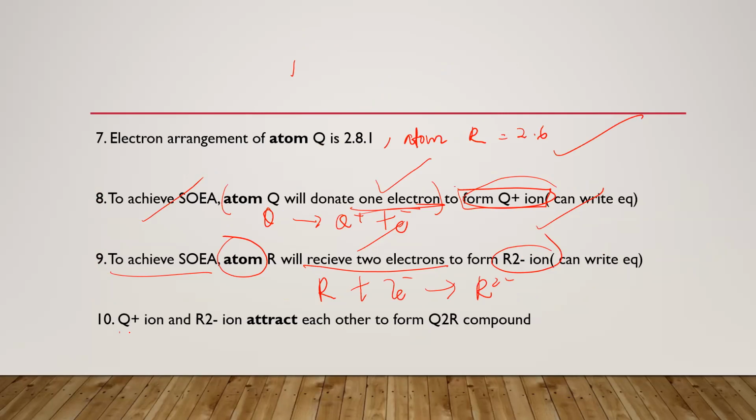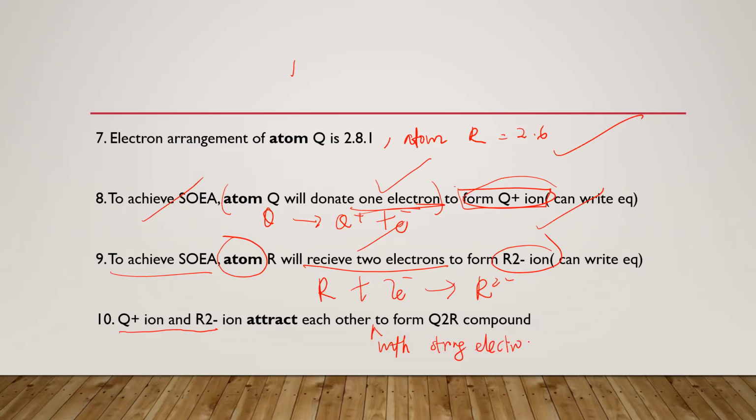My Q plus and R2 minus ion are attracted to one another. Please add on, teacher forgot to add on this. With what kind of forces, class? Electrostatic. Yeah, okay, so the keyword is strong electrostatic force.